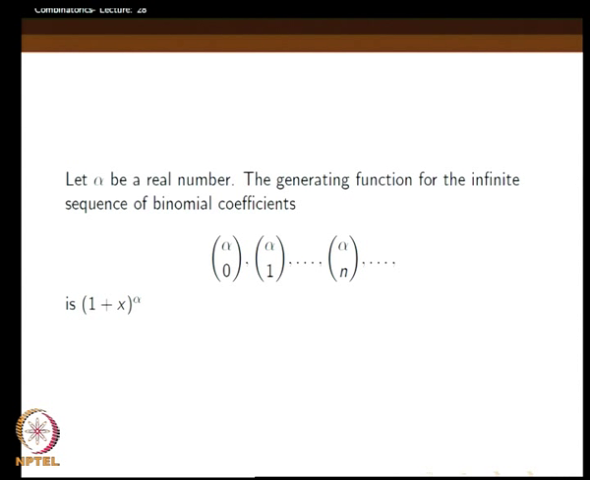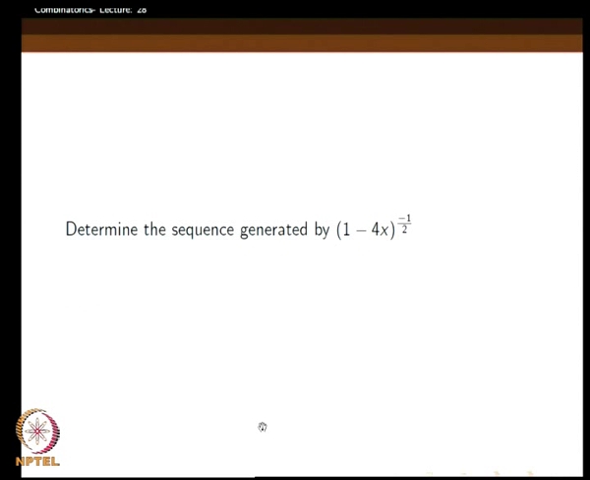Wherever y raised to n is coming, we will get a to the power n into y to the power n. So that a to the power n will merge with the coefficient, it will become part of the coefficient of x to the power n. Now, to illustrate this point, we will take one example. We will determine the sequence generated by 1 minus 4x whole power minus half.